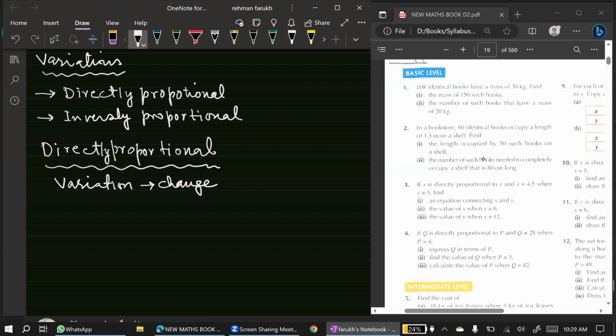If there are more people in the house, then the expenditure will be more. Expenditure zyada ho jaayenge. If two people from your house go away, then what will the expenditure be? Less. Kam ho jaayenge. Very good.